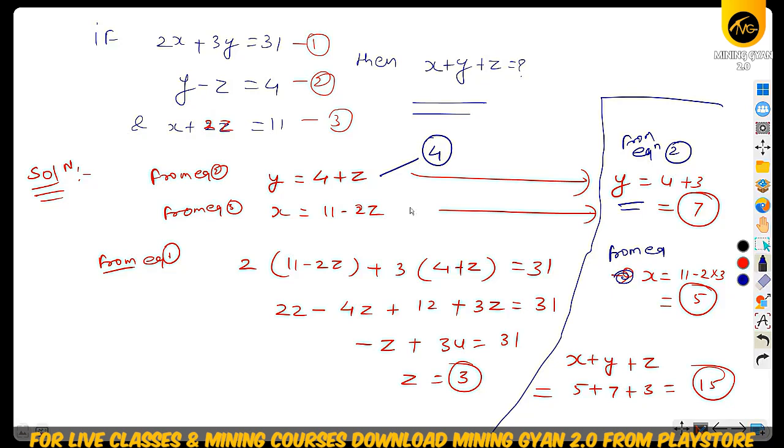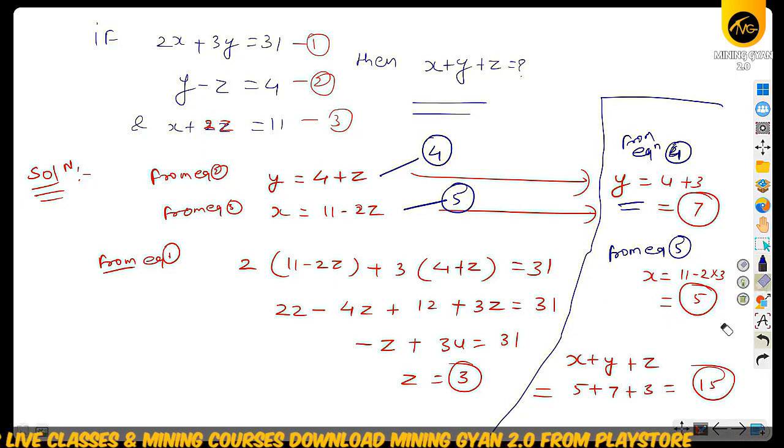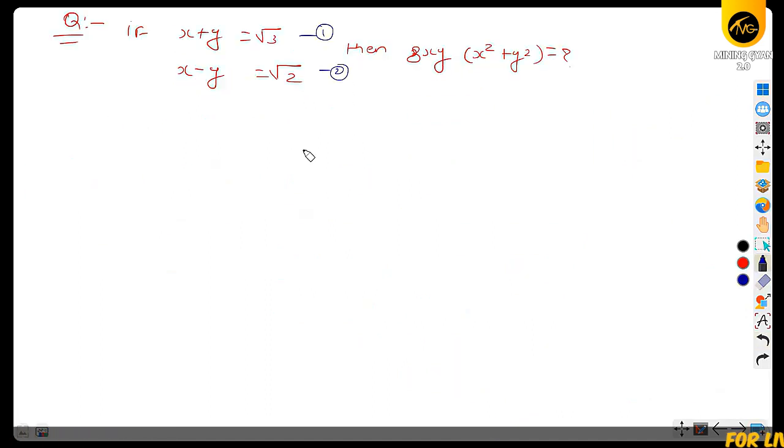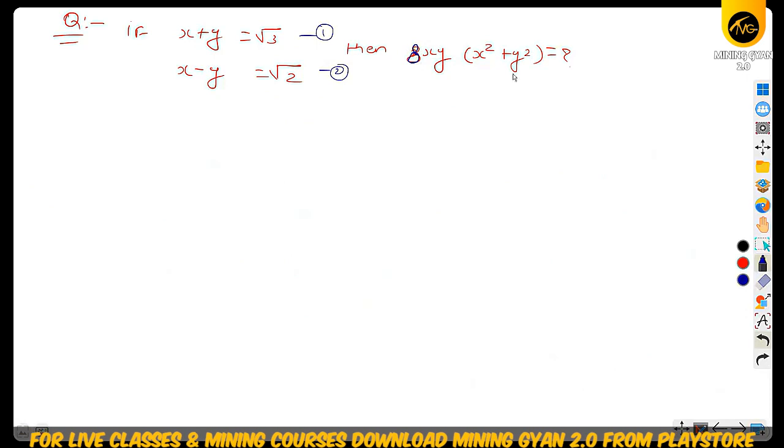Suppose this is equation number 4 and this is equation number 5. Okay, next one is: if x plus y is equal to root 3, x minus y is equal to root 2, then what is the value of 8xy into x square plus y square?